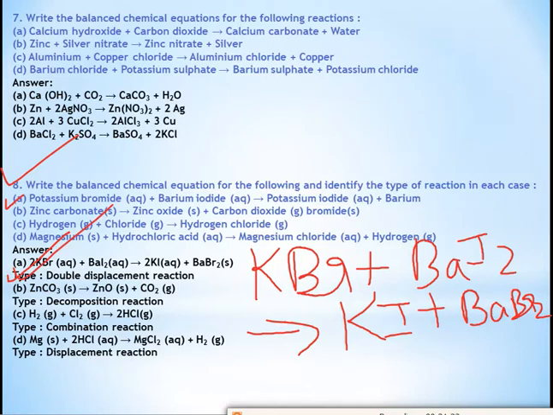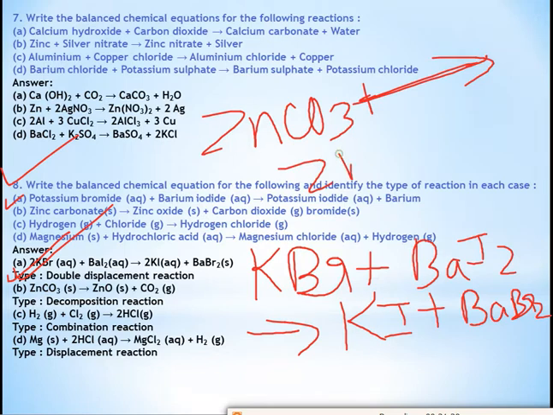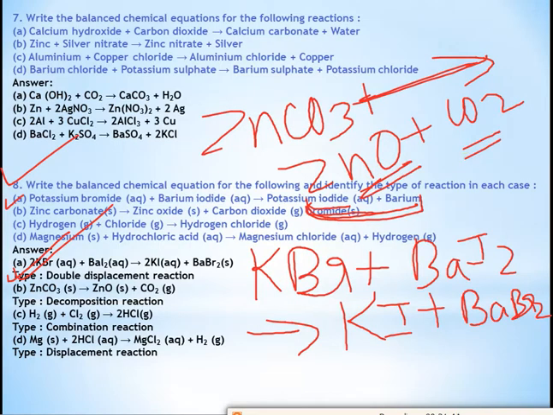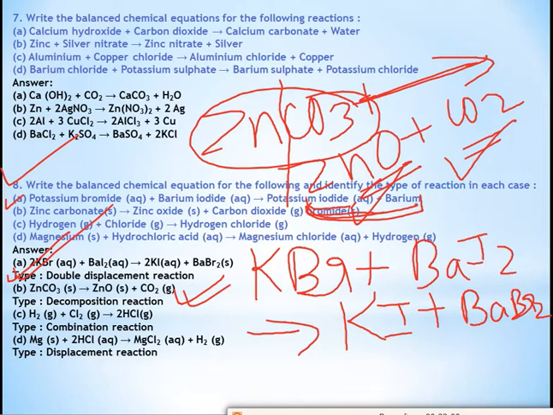Next question is zinc carbonate. What is the formula of zinc carbonate? ZnCO3 will break up to give you zinc oxide, ZnO, plus CO2. Bromine should not be there; it is not involved in this question. Zinc carbonate will break up to give you zinc oxide and carbon dioxide. As you can see, from one reactant we are getting 2 products. So it is an example of which type of reaction? Decomposition reaction. Zinc carbonate is decomposing, breaking to give you 2 products, ZnO and CO2. So it is an example of decomposition reaction.